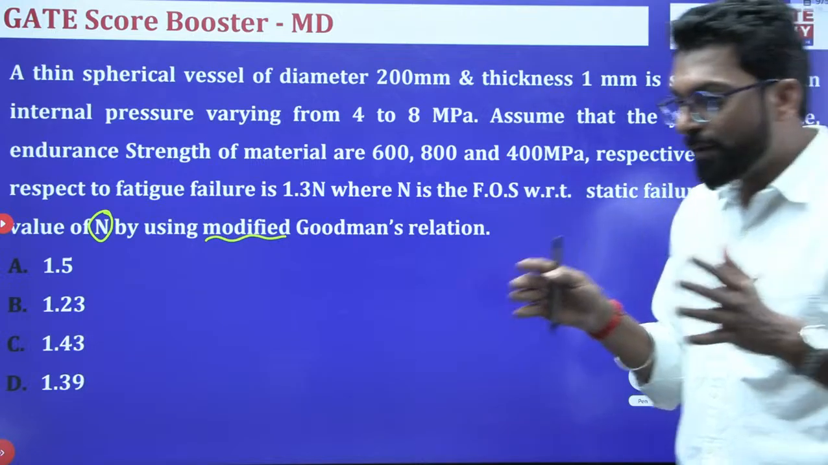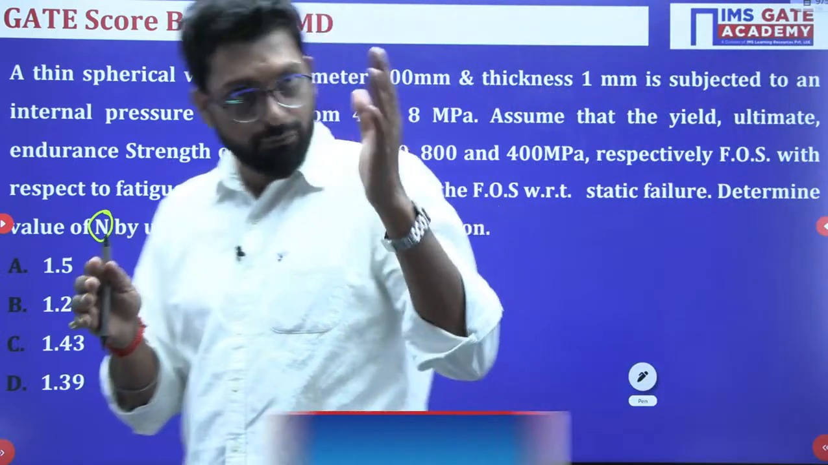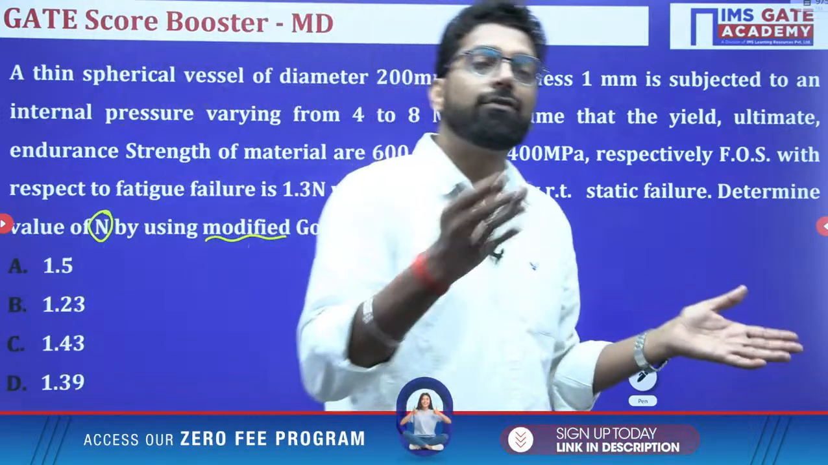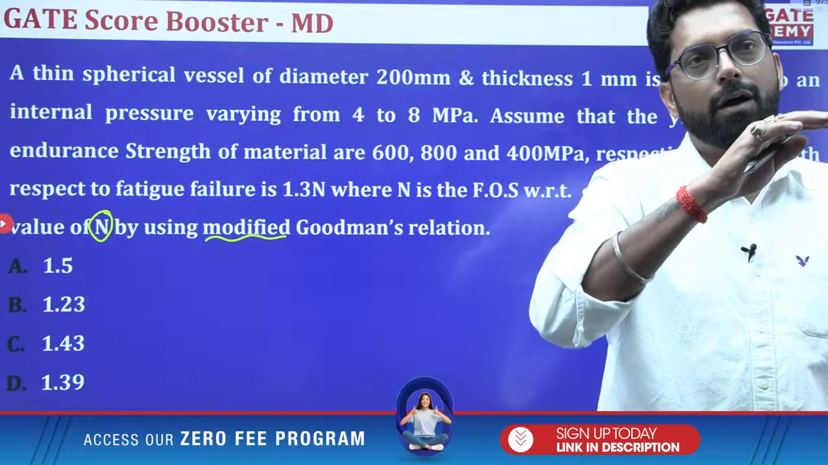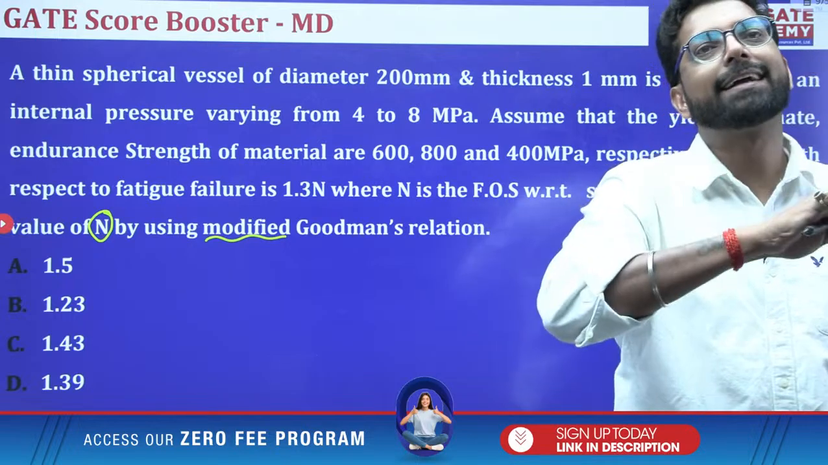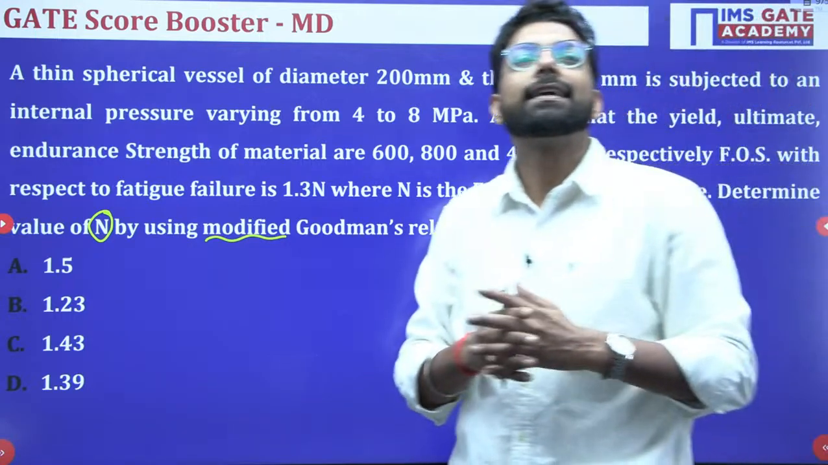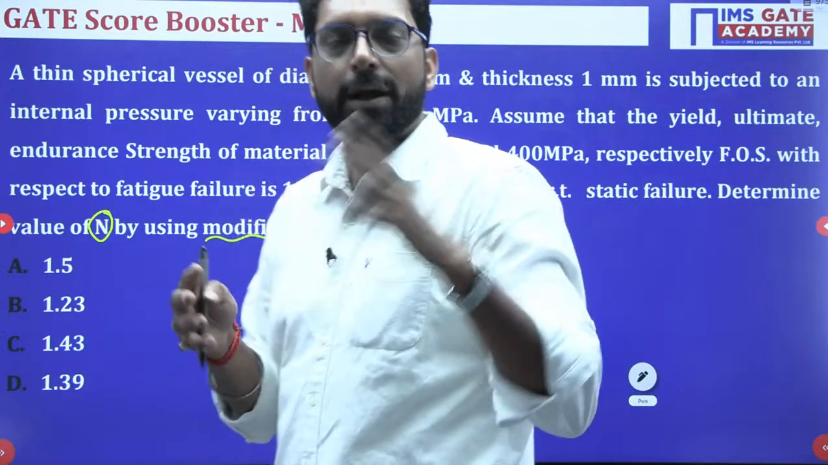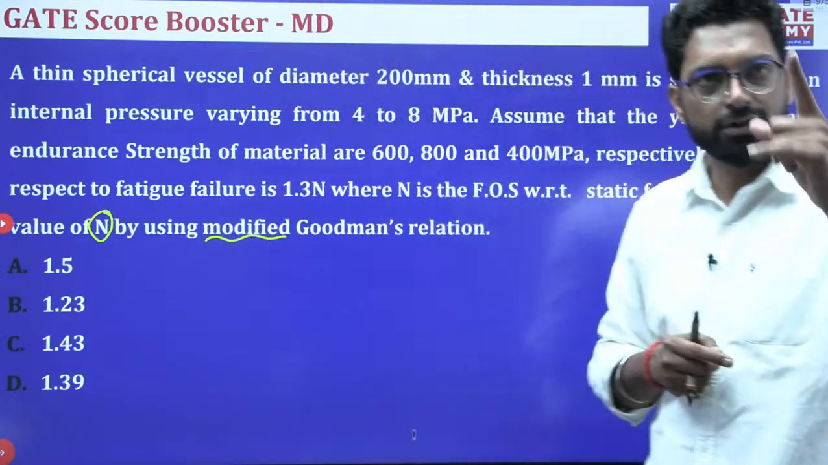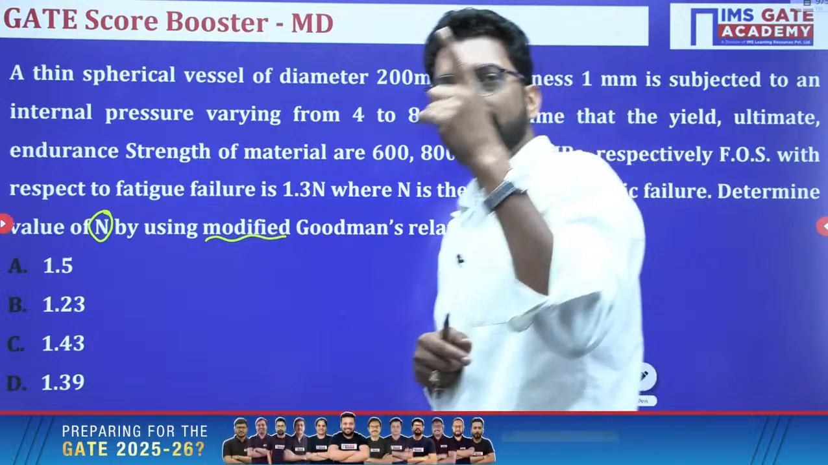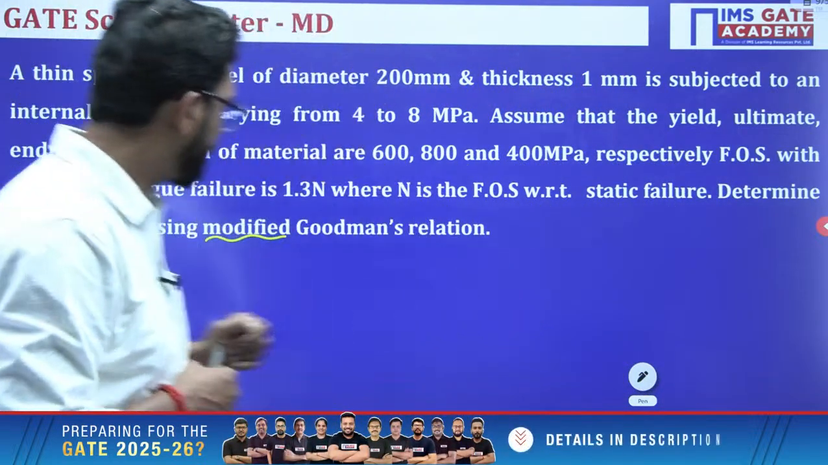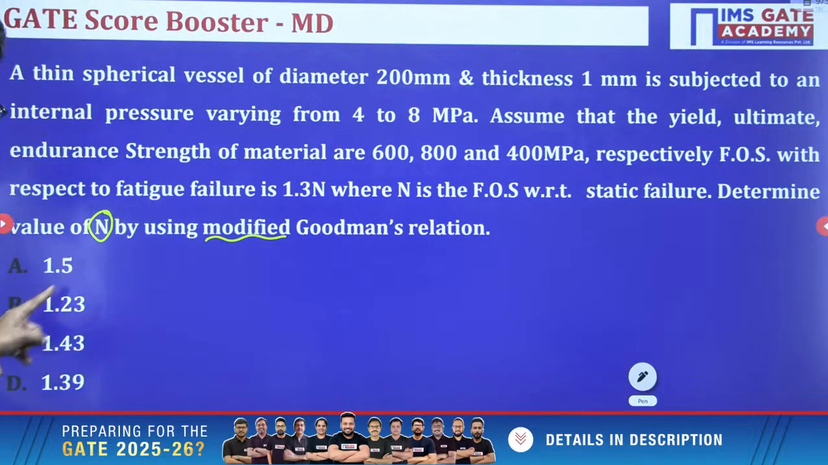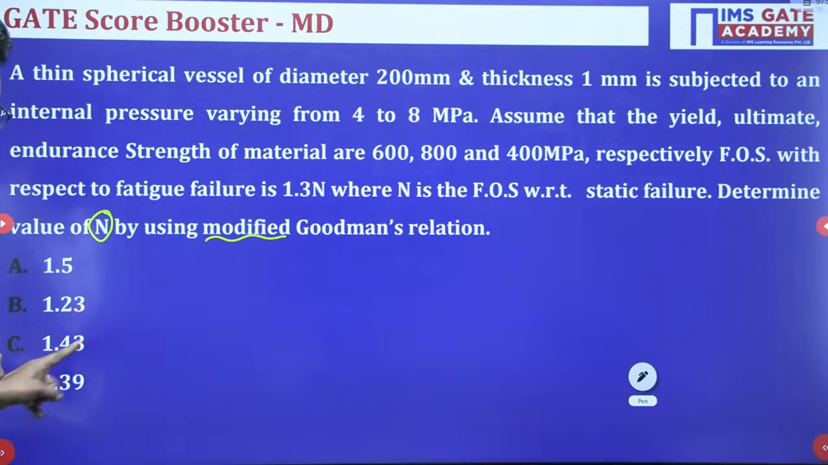So for the modified Goodman criterion, find the factor of safety according to Goodman and according to Langer. The area below both the Goodman and Langer lines is your modified Goodman line. So we have to take two types of factor of safety: first the Langer line, second the Goodman, and then select the minimum one. Okay. So the options are 1.5, 1.23, 1.43, 1.39.